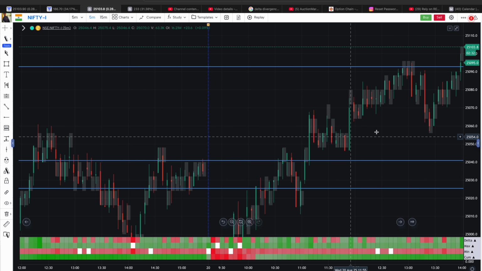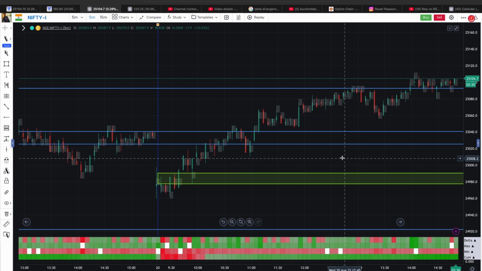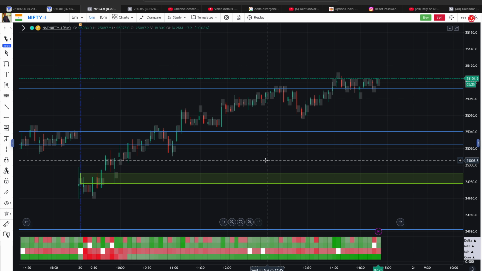Hope you guys understand the logic behind my trade and the zones and the volume profile zones which I have initially marked, and how crucial those levels are.